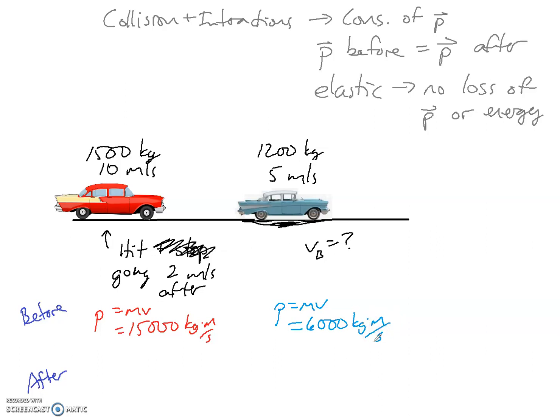I'm going to do the same thing for my blue car for before, P equals mv, its mass is 1200, the v is 5, so if I put those two together, it's got 6,000 for momentum. So those are my before momentums. So now what I'm going to do is put them together. I want my total momentum before.